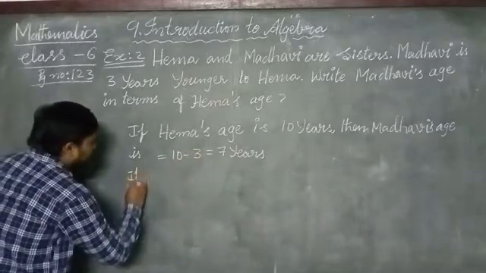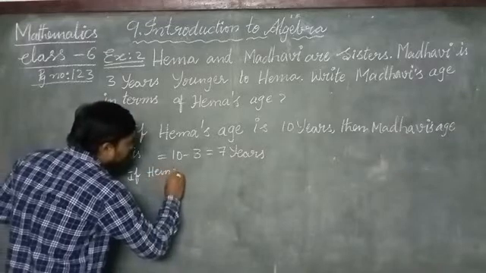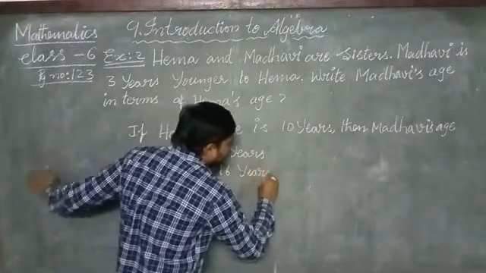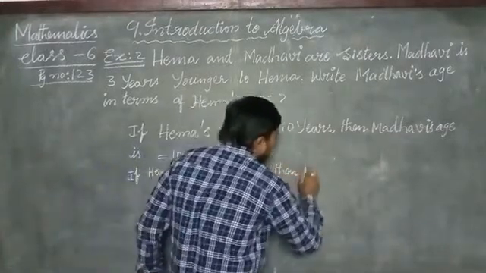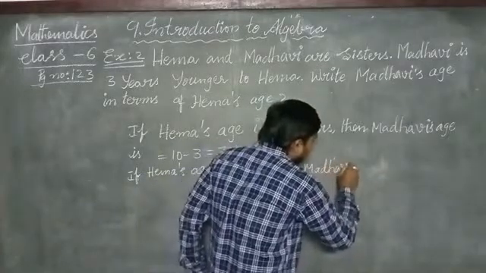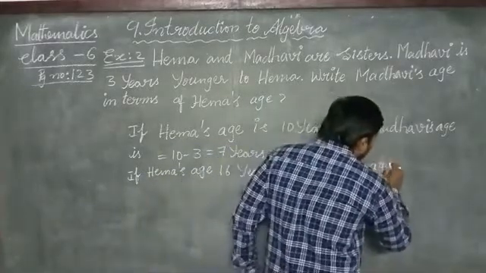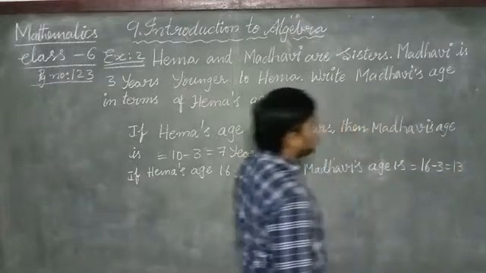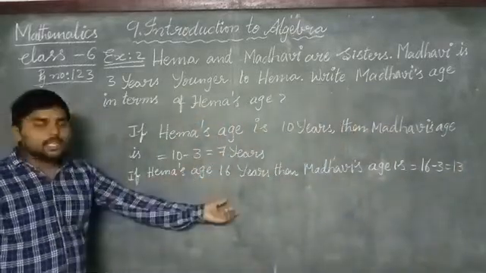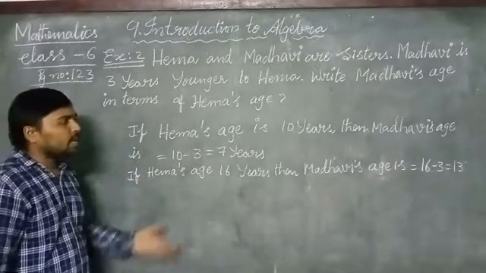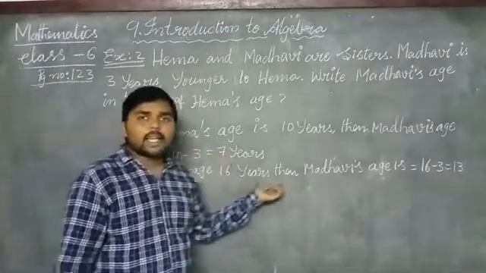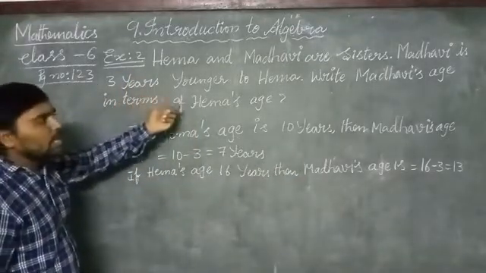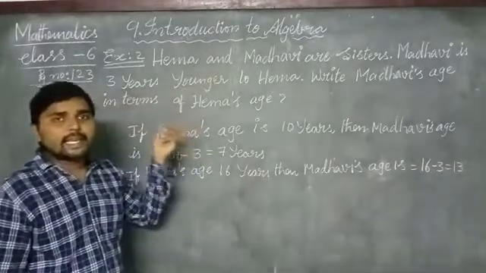If Hema's age is 16 years, then Madhavi's age is 16 minus 3, 13 years. Okay. If Hema's age is 16 years, then Madhavi's age is 13 years. Why? Because Madhavi is 3 years younger than Hema. Okay. In this problem, we don't know the exact years of Hema.